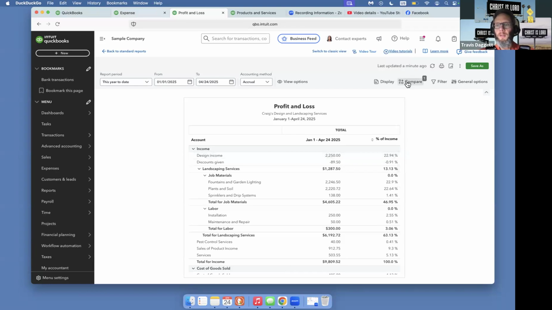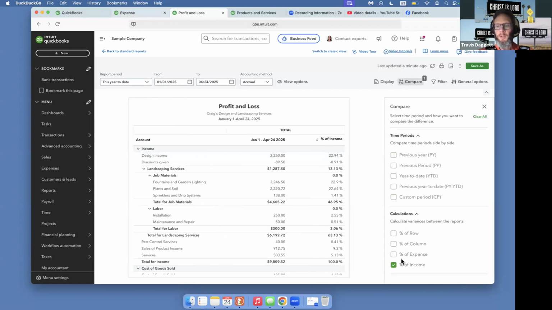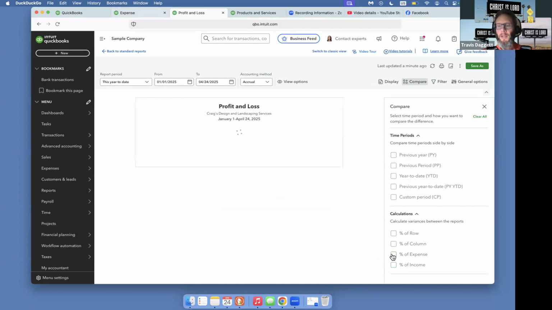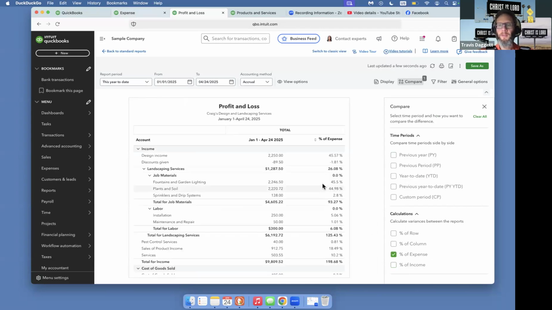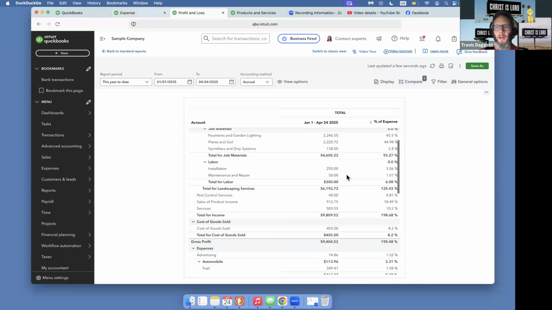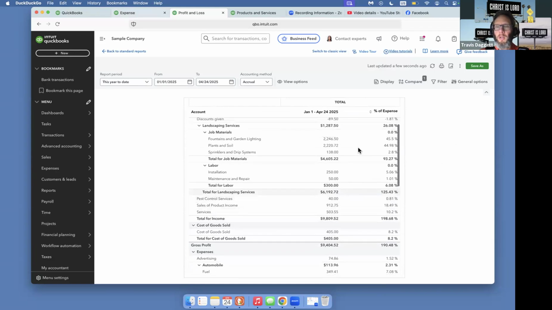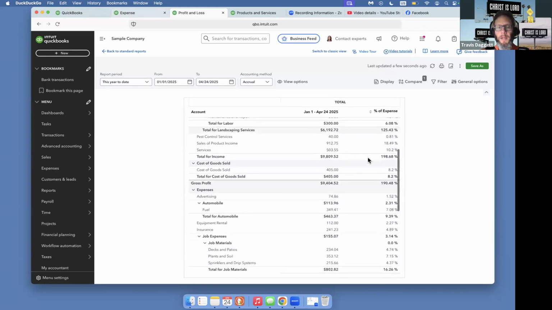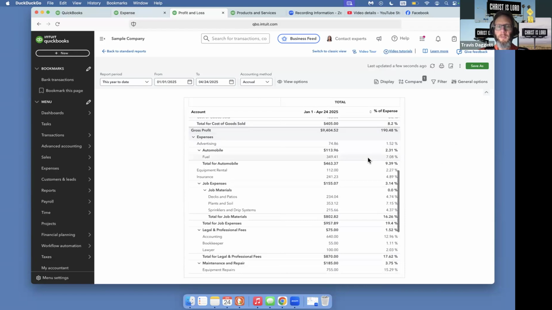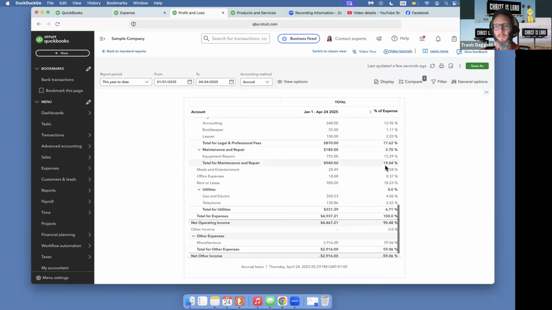But something that people don't tend to use so much, and this can be interesting too, is percentage of expense. So look at this. I'm not sure how helpful the income part would be, but down here, this is interesting. So you can say, okay, what we spent on advertising this year so far is 1.52% of our total expenses.